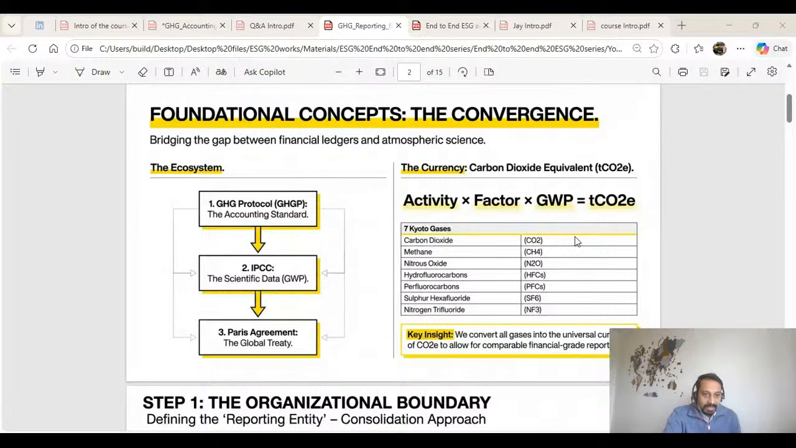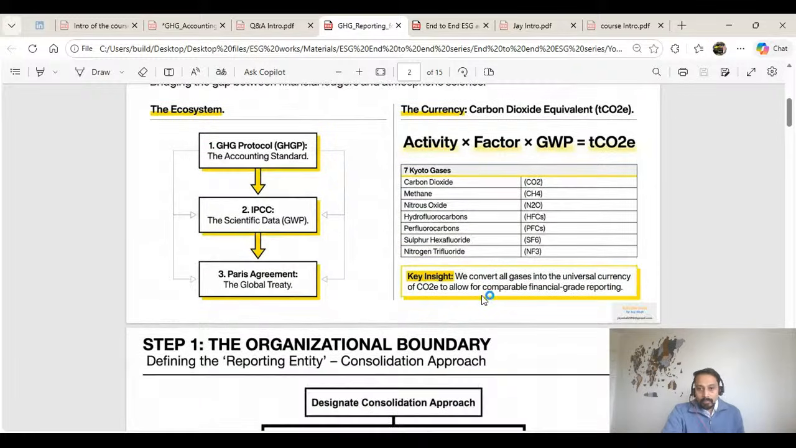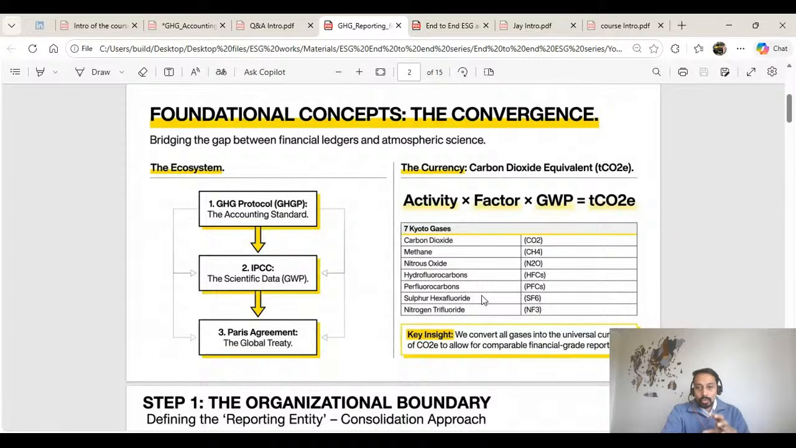The key insight is that all gases are converted into CO2 equivalents, so emissions become comparable across industries. Here you can see CO2, methane, nitrous oxide, hydrofluorocarbons, perfluorocarbons, sulfur hexafluoride SF6, and nitrogen trifluoride NF3. All the gases are converted into tons of CO2 equivalent. That is why the global warming potential developed by the IPCC is helpful.